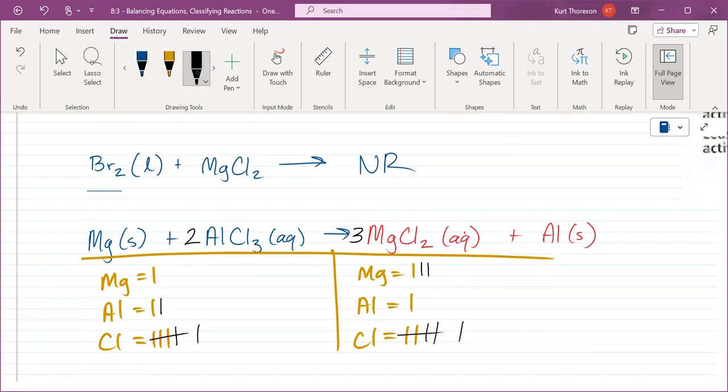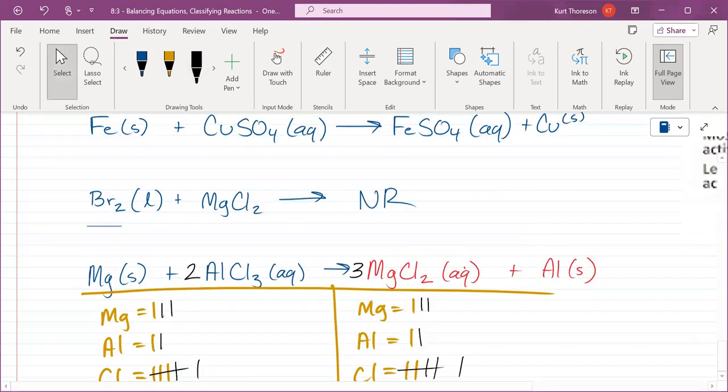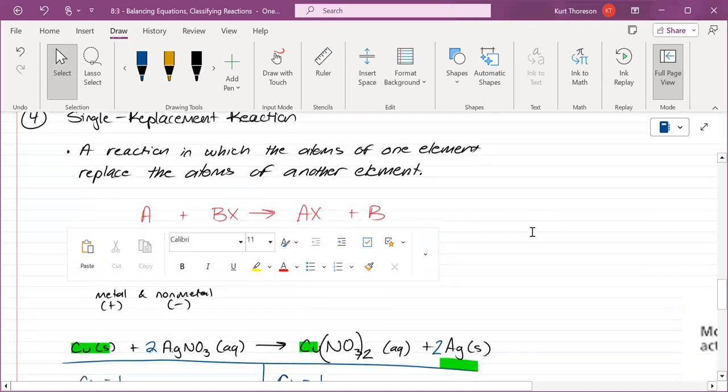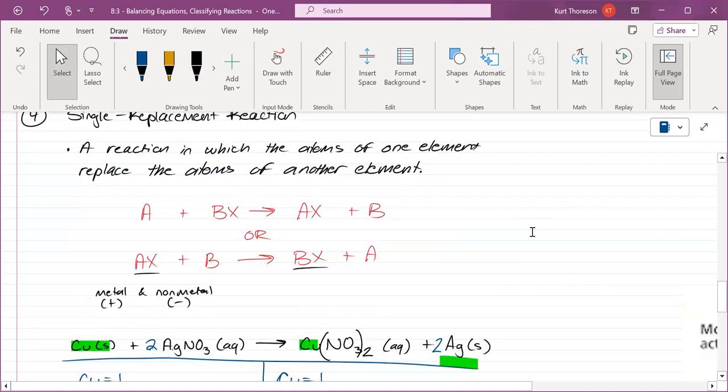And put a 3 in front of this magnesium. 3 times 1 is 3. And put a 2 right here. 2 times 1 is 2. So now it's all balanced out. So these are single replacement reactions. Hope that's helpful. Next lesson, we'll go over double replacements.